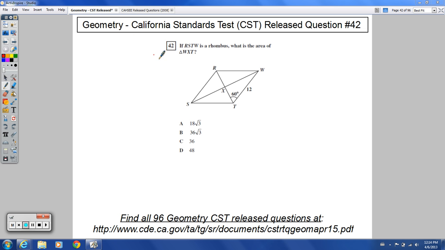Hello and welcome to Geometry CST release question number 42. It says if RSTW is a rhombus, what is the area of triangle WXT? So I'm trying to find the area of this triangle right here, WXT.